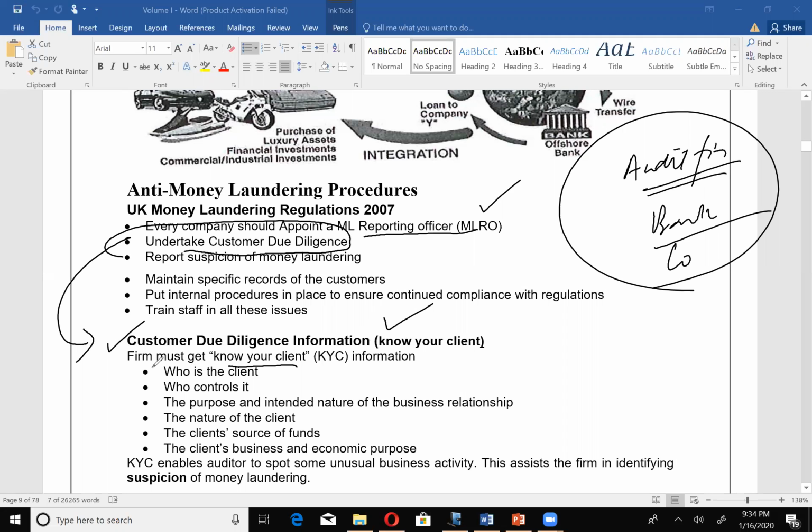Similarly, when you are going to deal with a client, you should get information about that person or organization. Who is the person? Who are the business owners? Who is involved? Who is controlling it? Sometimes the structure is a sham structure, a fake structure, and behind it, apparently some people are doing business, but they may be working for someone else. And what are their sources of funds? This is very important.